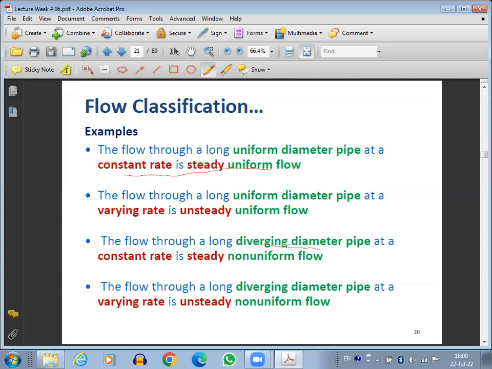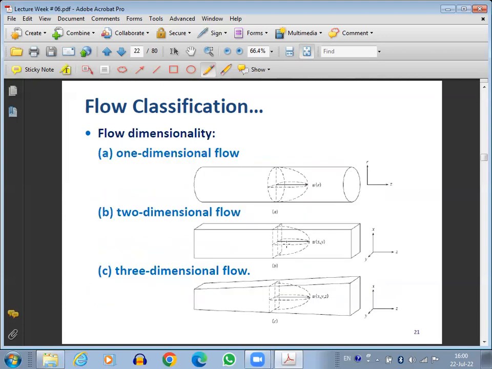So these were some basic flow classifications that we have discussed. Then there is also another flow classification based upon dimensionality. One-dimensional flow: what is it? A flow which is varying in a single dimension. The fluid flow is three-dimensional, but among the three dimensions, in two dimensions it is fixed and not varying, while in one of the dimensions it is varying. So that is known as one-dimensional flow. For example, flow through a pipe.